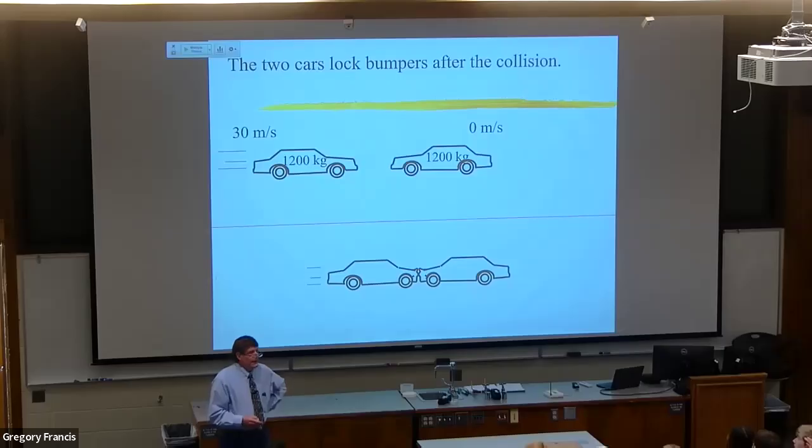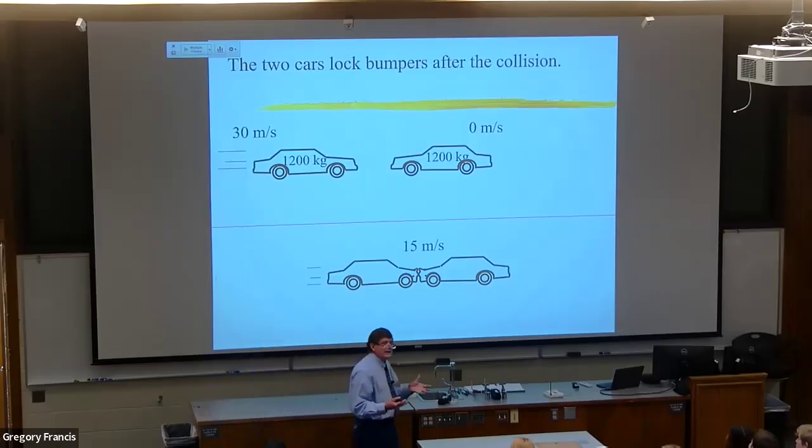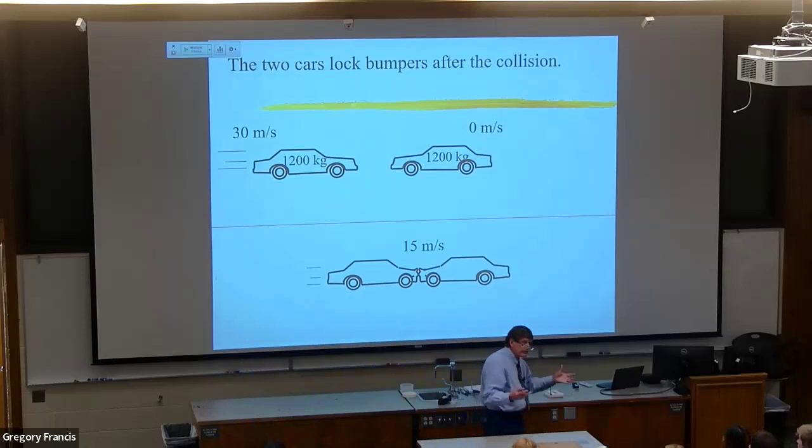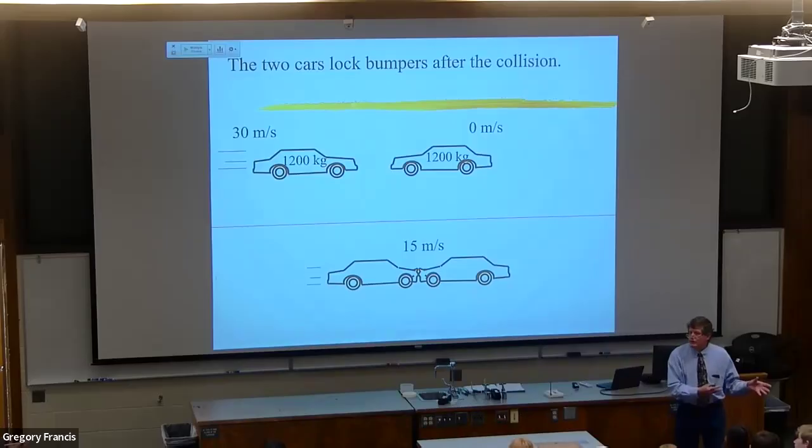Okay. I hope everyone told their neighbor 15 meters per second. We found last day that in a collision, momentum has to be conserved for the system of everything that collides. Well, I just doubled the amount of mass that was moving. And so that means to keep the momentum the same, I have to cut the velocity in half. So it would be 15 meters per second.